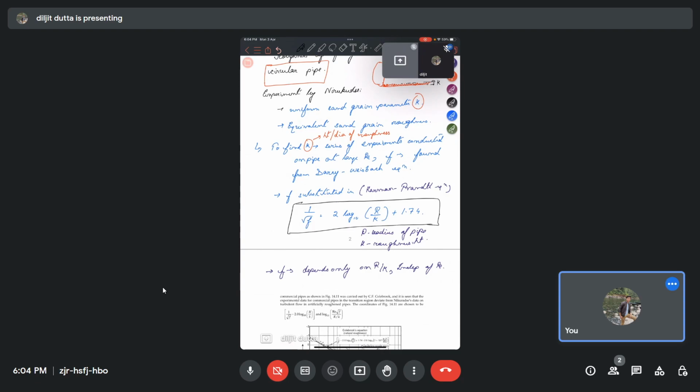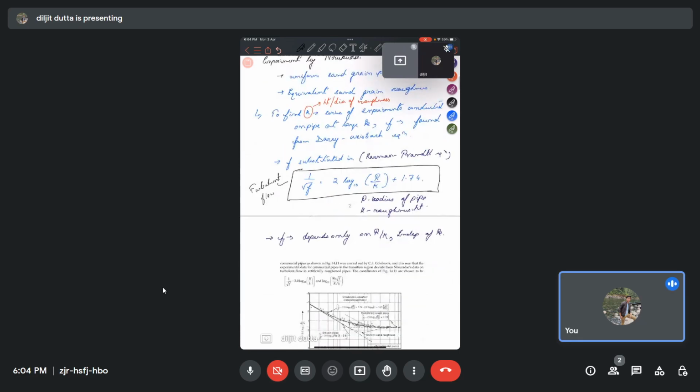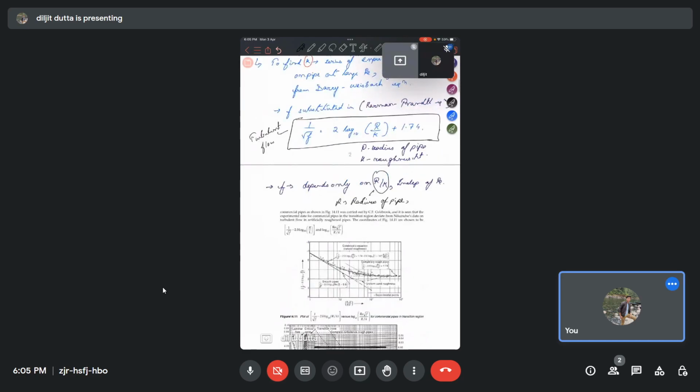This is valid when the flow is turbulent. So for turbulent flow, the friction factor doesn't depend on the Reynolds number. f depends only on the relative roughness, r by k. Here r is the radius of the pipe and k is the roughness height that I already mentioned.